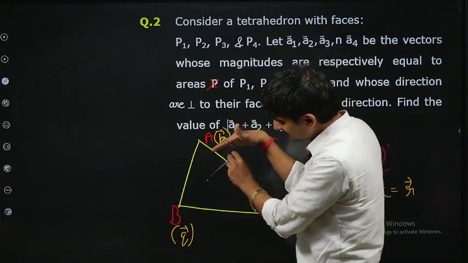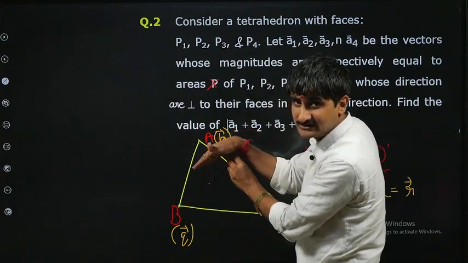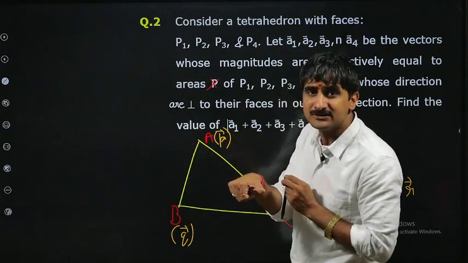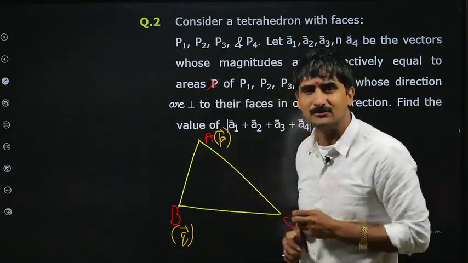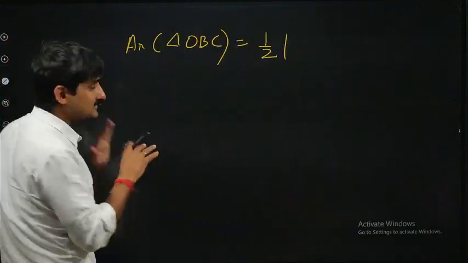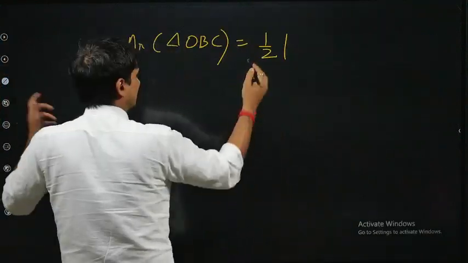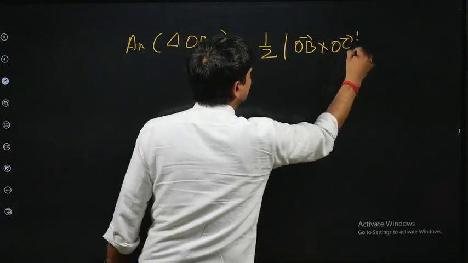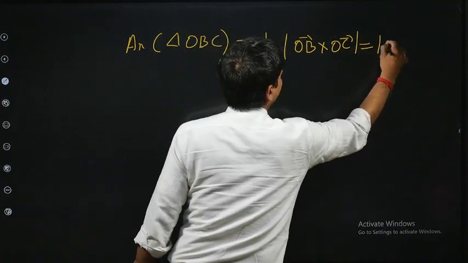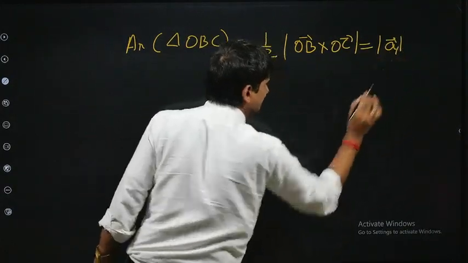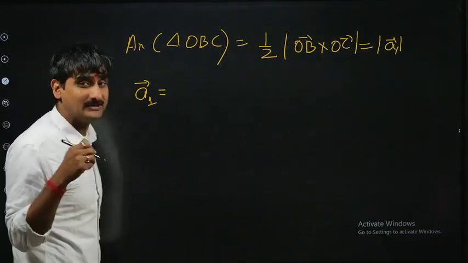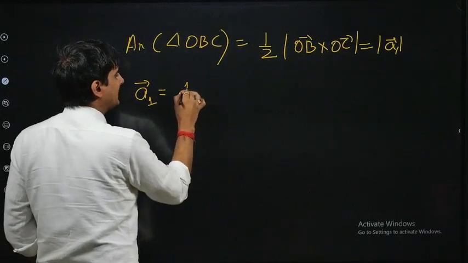So I am putting my finger in the direction of OB and curling it, moving it in the direction of C. So the thumb is outside the tetrahedron, outside the base. So that means the direction is perfect. So area-wise, magnitude-wise, this is the magnitude of vector A1. But vector A1 is how much? Because it comes with the direction, I won't be putting magnitude in that case.